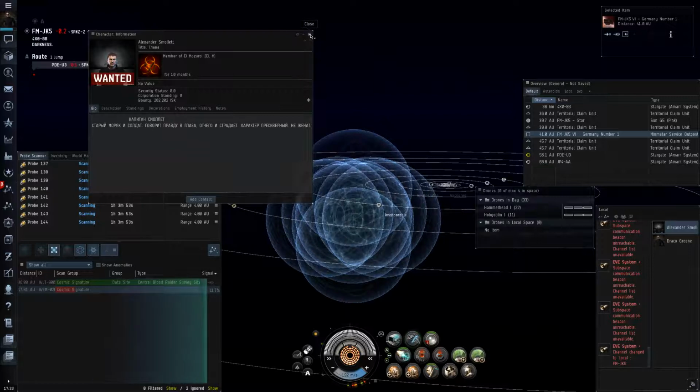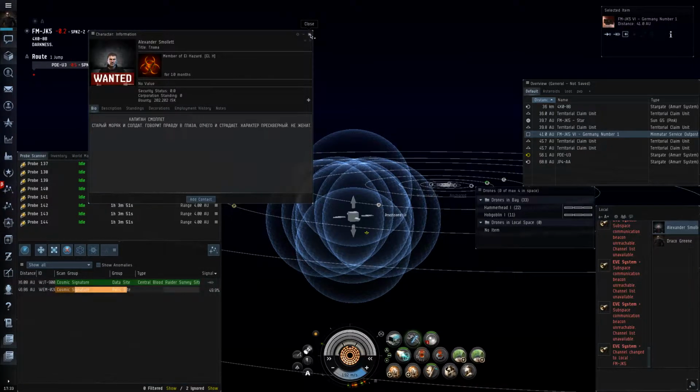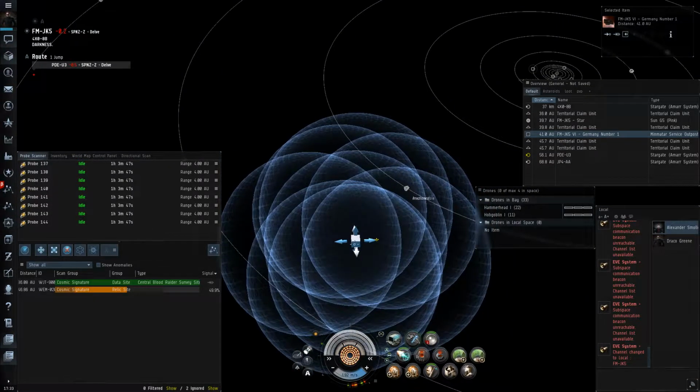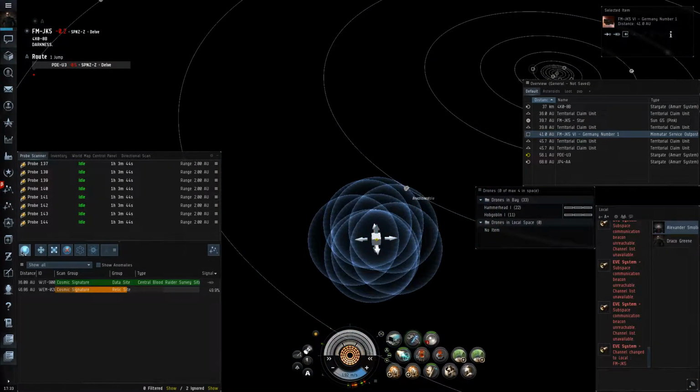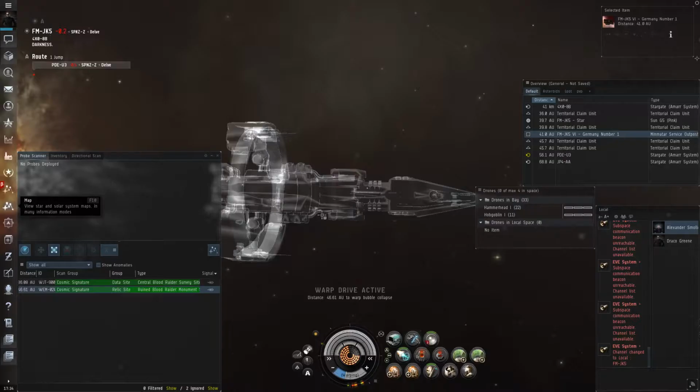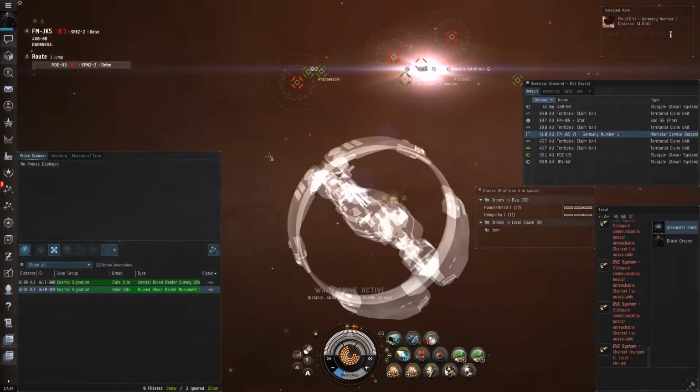Crap, crap, crap. Okay. Okay, it is a relic site. Let's hope it isn't already claimed by someone. Please don't be claimed. That would kind of suck too. Losing out like that, that just stings so much. Okay, Blood Raider, Monument. Warp within 10, recover active probes, and let's see.